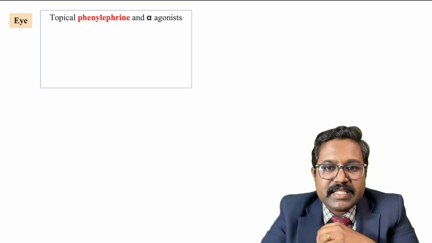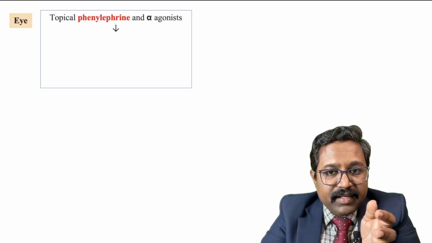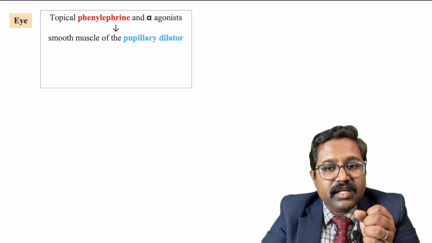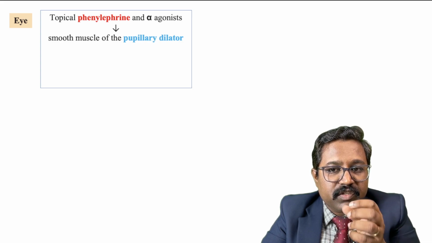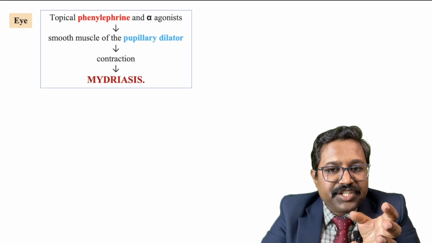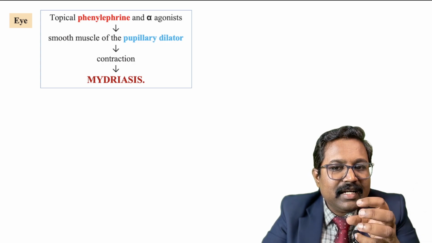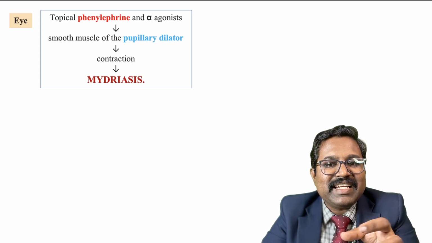So next, coming to the action on the eye. So what will be the action on the eye? As we discussed earlier, the alpha 1 in the eye is present in the radial muscle fibers of the iris. So we have some topical agents like phenylephrine and other alpha agonists, which are going to activate the dilator pupillae, the smooth muscles of the pupillary dilator present in the iris, leading to the contraction, leading to the dilatation of the pupil. The process of dilatation is called mydriasis, and the drugs which cause mydriasis are called mydriatic drugs.